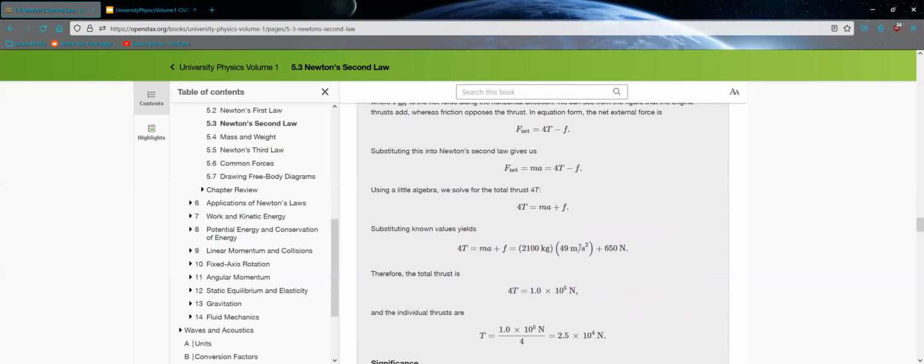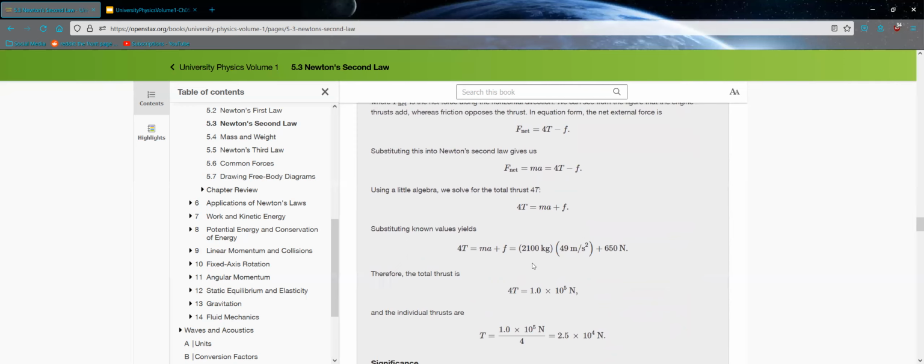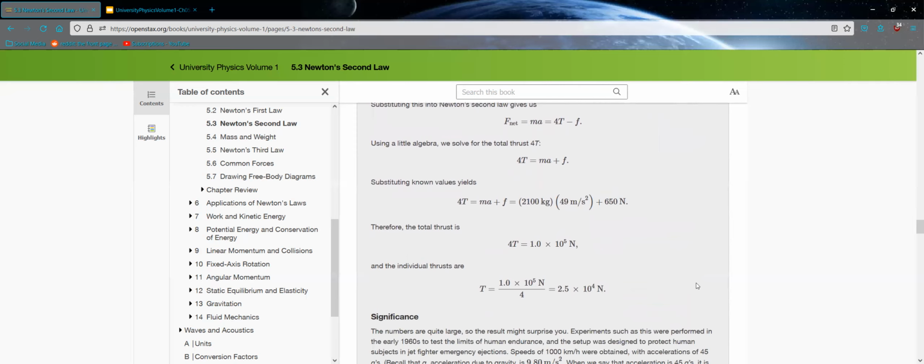So F net equals 4t minus F, because 4t is in the positive direction, F is in the negative direction. And there's 4 t's because there's 4 rockets each doing t amount of thrust. Plug and chug in my information, solve for my unknown, in this case t, and there we go. Pretty simple. 2.5 times 10 to the 4 newtons. That's a lot.